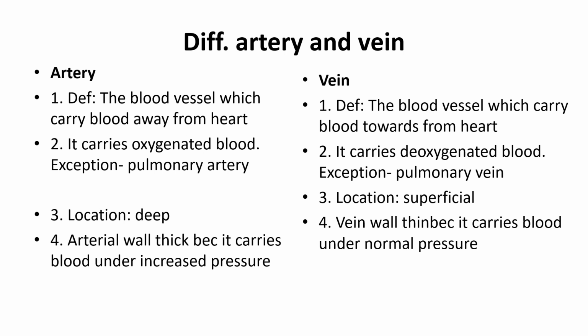Arteries are deep in location, veins are superficial. Artery wall is thick because it carries blood under increased pressure, and vein wall is thin because it carries blood under normal pressure. So arterial blood collection is used for blood gas analysis, and mainly the radial artery is used, and veins are superficial, so we can easily do collection for all biochemical and serological testing.